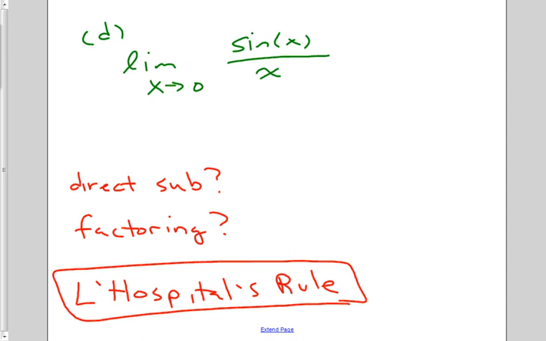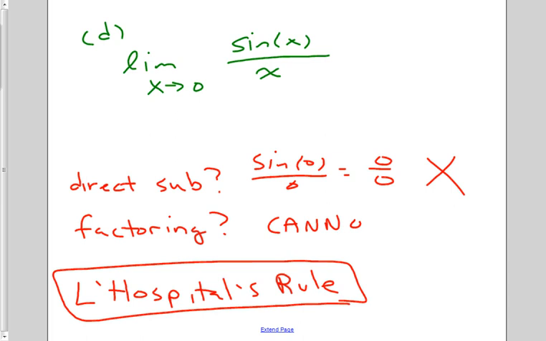Okay, so now we're going to get into one of these problems where we actually need to use L'Hopital's rule. So we have the limit as x approaches 0 of sine x over x. If we use direct substitution, we get sine of 0 over 0, which we can't have. If we use factoring, well, we can't factor this any further, so we're sort of stuck.